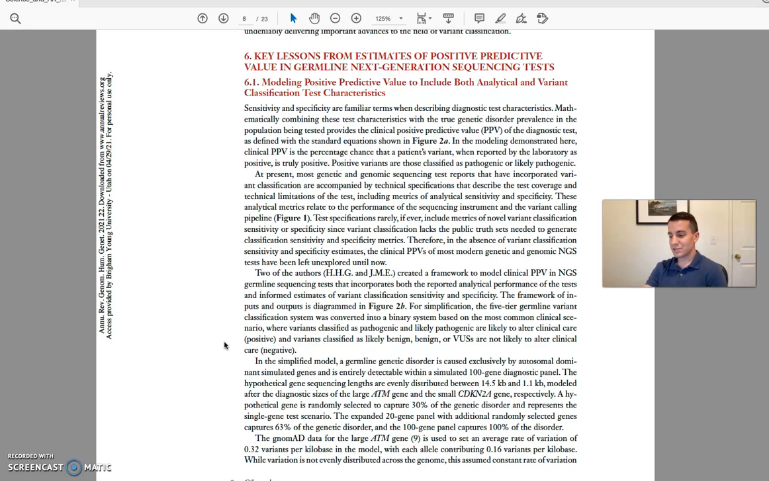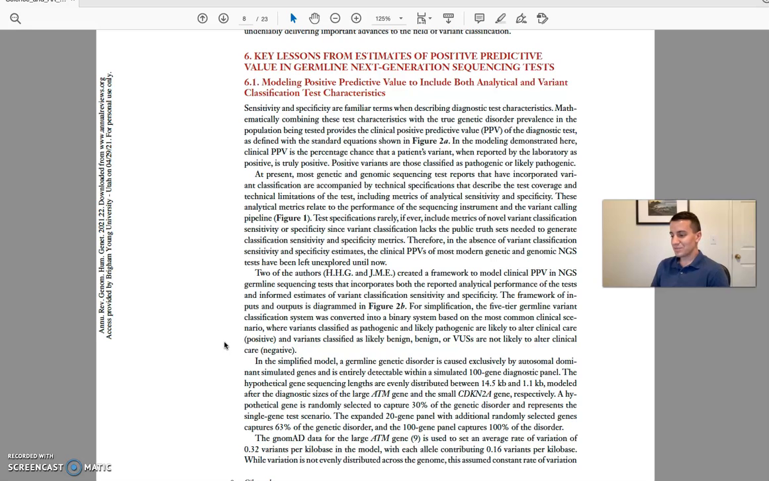Two of the authors, Giles and Eggington, created a framework to model clinical PPV in NGS germline sequencing tests that incorporates both the reported analytical performance of the tests and informed estimates of the variant classification sensitivity and specificity. The framework of inputs and outputs is diagrammed in Figure 2b.